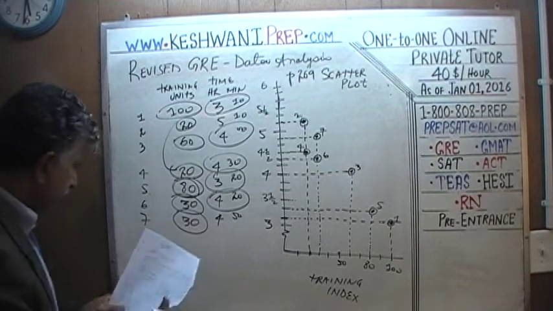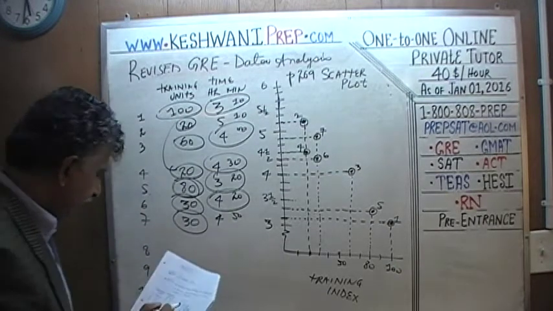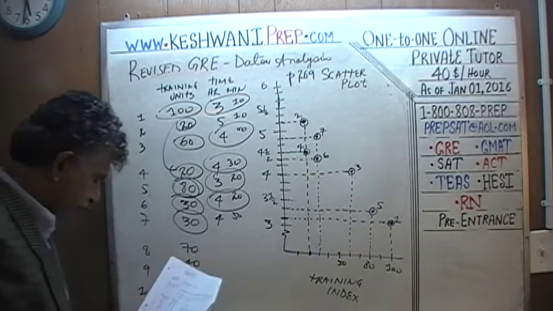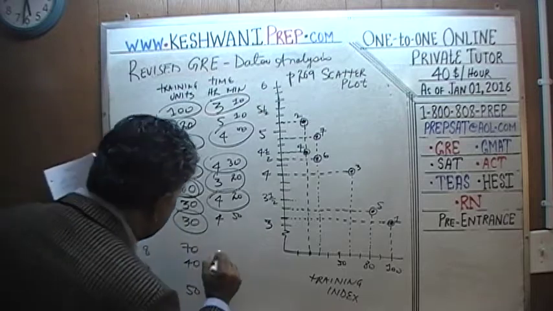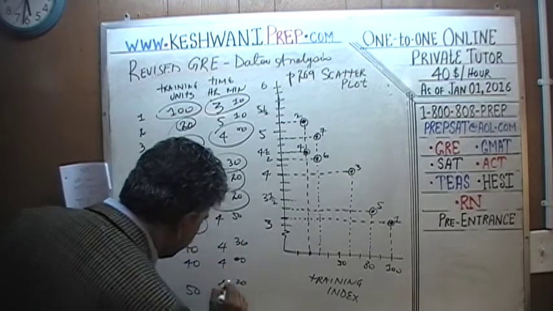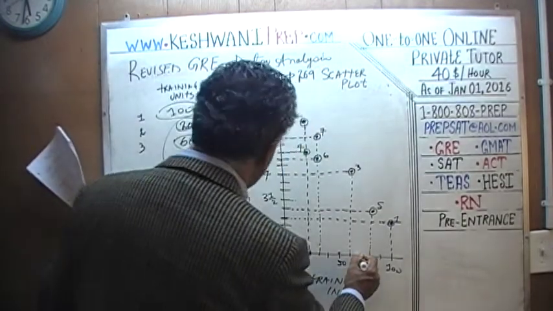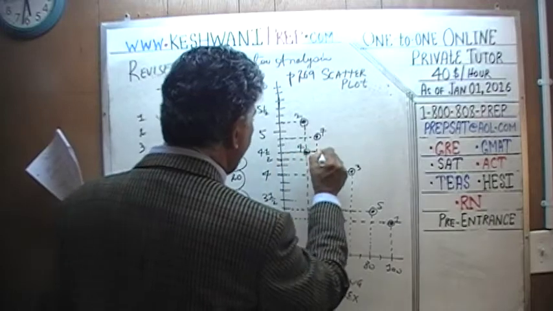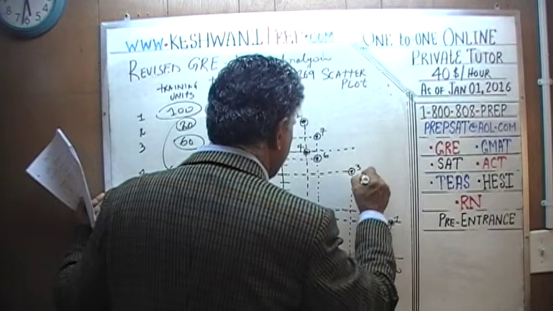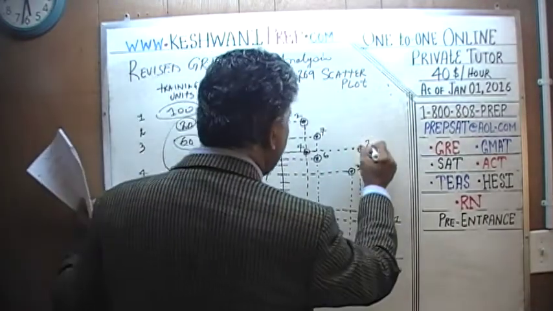Let's carry on. You have 8, 9, and 10. 10 people. 70, 40, and 50. 430, 4, 420. Let's see what they look like. 430, 470. There is your 70. And 430 is right here. And there is your 70. And 430, that's our guy number 8.